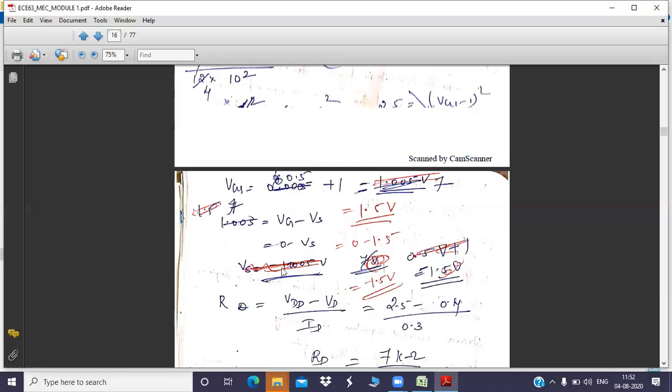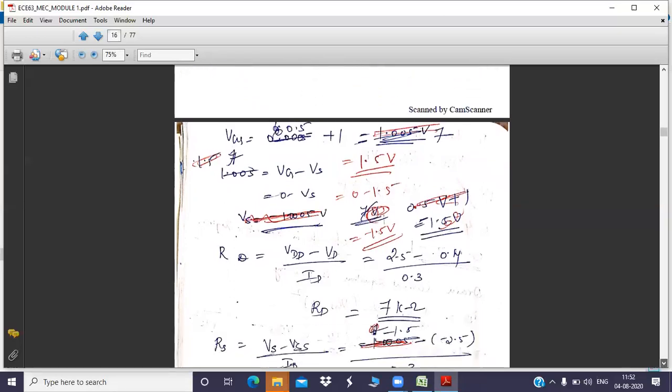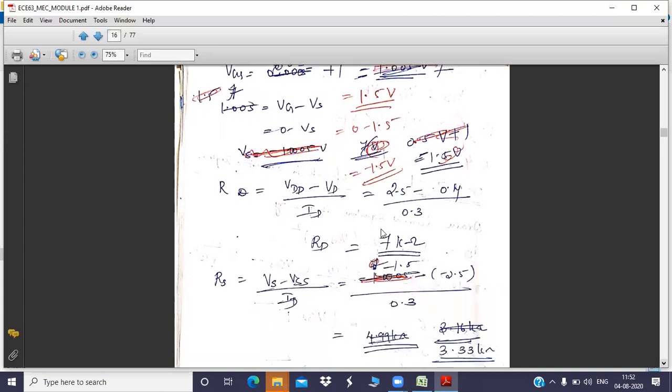Any doubts? All these you can solve on your own. If you are comfortable with the first problem, it is the same method, just the values have changed. So once you get the value of VS, it is quite easy to solve for RD and RS. The equation for RD is VDD minus VD by ID. Equation for RS is VS minus VSS by ID. Instead of VS, you are going to substitute minus 1.5.